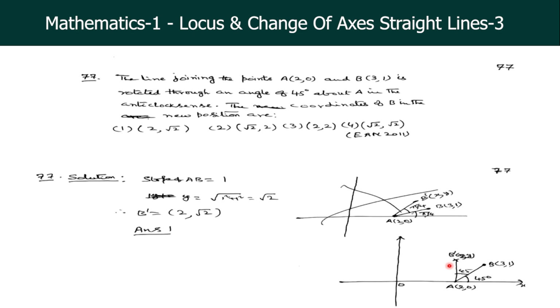So, AB dash makes 90 degrees. Okay. So, therefore, y is equal to root 2. So b dash is equal to (2, root 2).